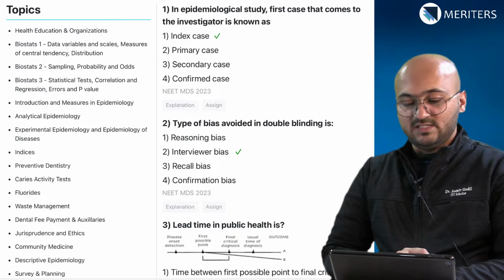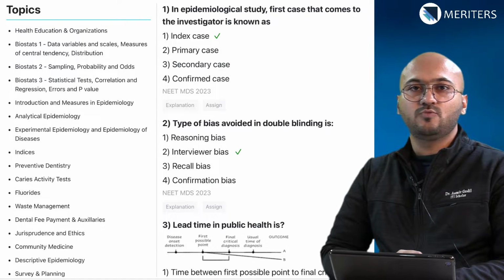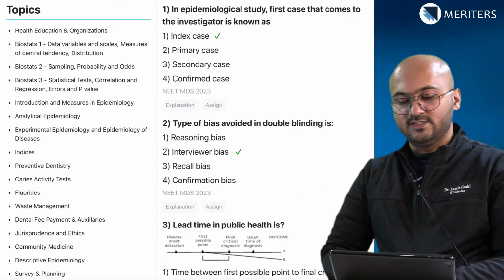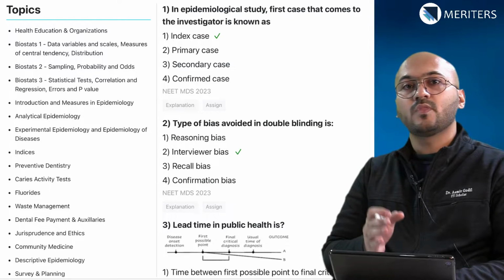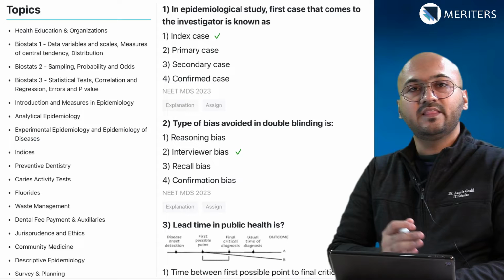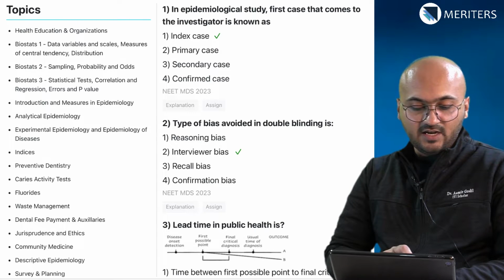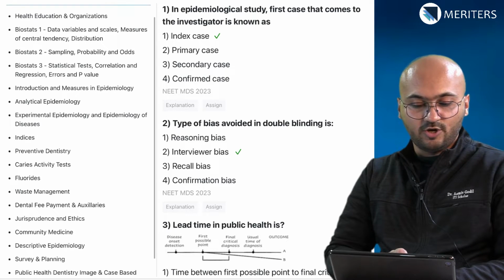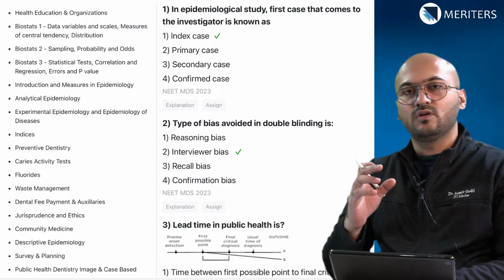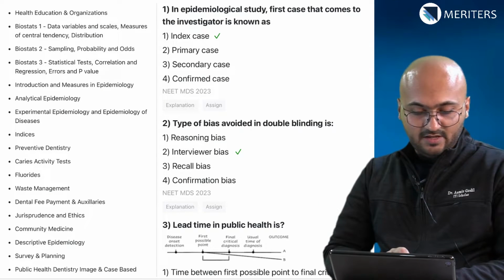Now, in order to understand how detailed your preparation should be with regards to biostatistics and the other important topics in public health dentistry, we are going to look at all of the previous year question papers, NEET MDS papers, and assign them to the specific topics on the left hand side. Here we've split a lot of big topics into smaller topics so that it's clear for you to understand and it's more transparent in terms of your preparation strategy, right?